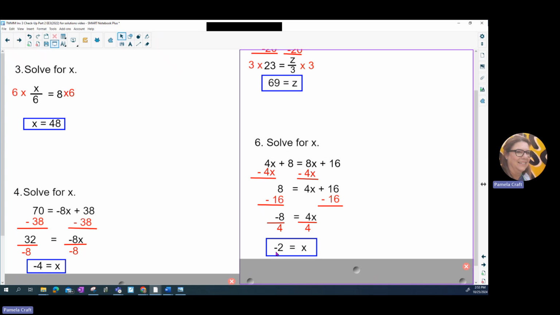Again, any of these problems, if you want to check them to make sure that your math is right, plug that value that you found for x in for the x's in the original equation and see if you get a true statement. For this one, we would have 4 times negative 2, which is negative 8, plus 8. Negative 8 plus 8 is 0. Over here, we get 8 times negative 2, which is a negative 16. Negative 16 plus 16 is 0. So does 0 equal 0? Yes, it does. That means that that's a true statement and your answer is correct.